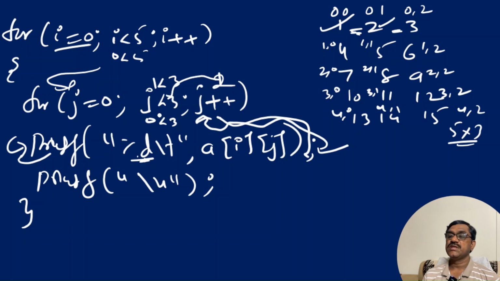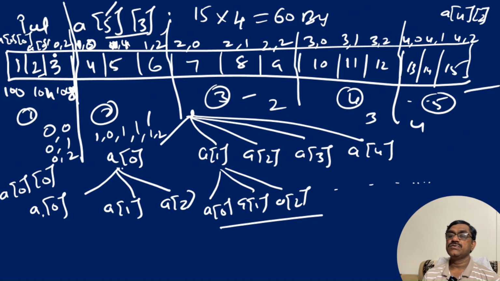Now 2 is tested here, 2 is less than 3. Yes, the condition is true. Again this printf statement is executed. Now it is going to print the value of a of 1 2. What is the value of a of 1 2? A of 1 2, you see here, a of 1 2, this is 0 0 0 1 and this is 1 2. 1 2 or 1 0? A of 0 2. This is 0 1 0.